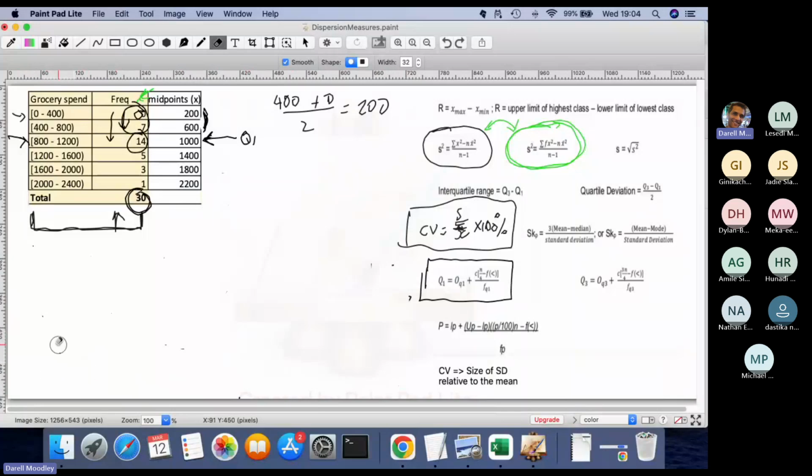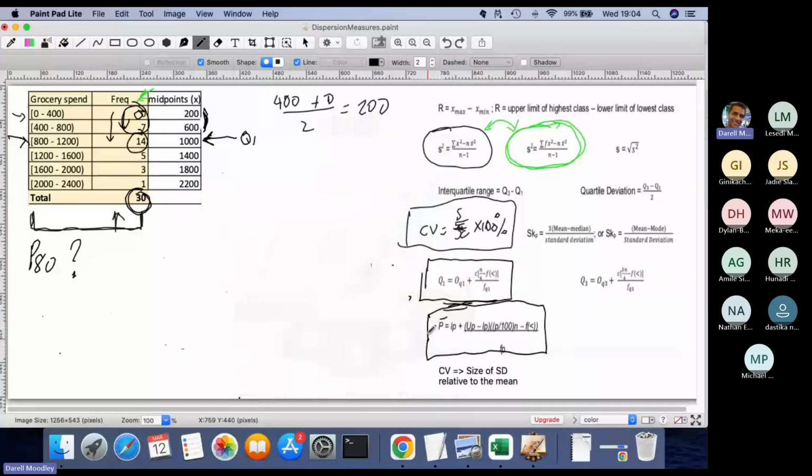Say the question asks you to work at the 80th percentile. I'll write: this is the 80th percentile, and you've got to figure this out. Sometimes you will be given this formula here, but even if you don't, it's still pretty easy to work it out, and I'll show you how to do that.